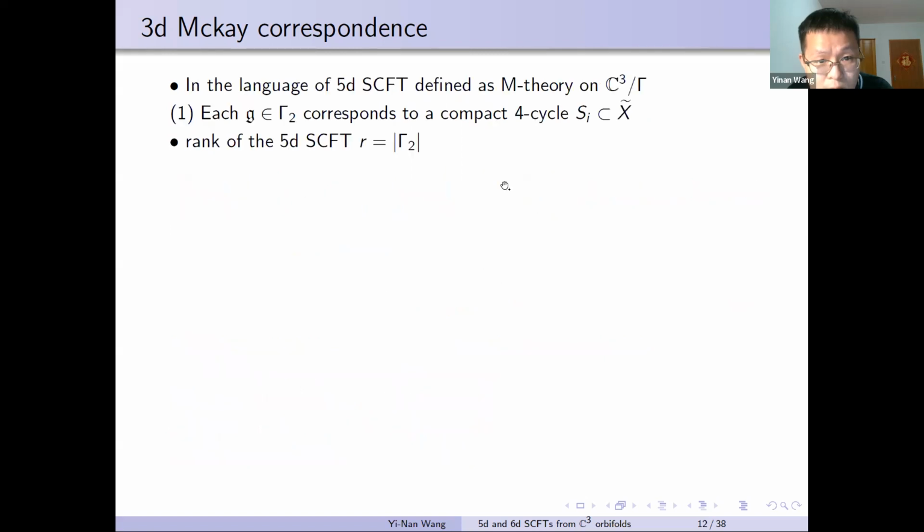Okay, so let's reformulate the statement of the 3D McKay correspondence in the language of 5D SCFTs, defined as M-theory on the C3 mod gamma orbifold singularity. And we consider the resolution of C3 mod gamma into X tilde, such that we go to the Coulomb branch. Well, the first statement is that for each conjugacy class g in gamma 2, that corresponds to a compact 4-cycle S_i, so we have a very simple equation: we can compute the rank of the 5D SCFT simply by counting the number of conjugacy classes with age function equal to 2.